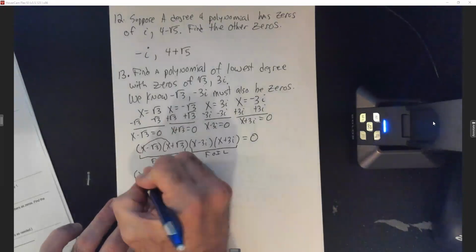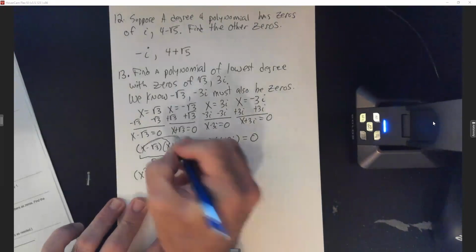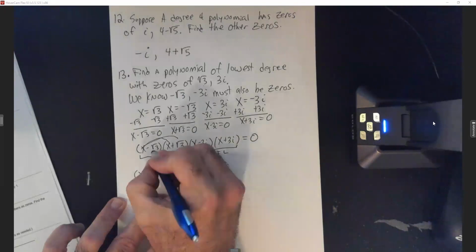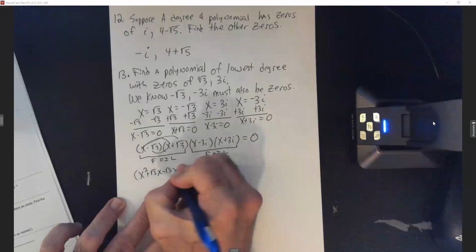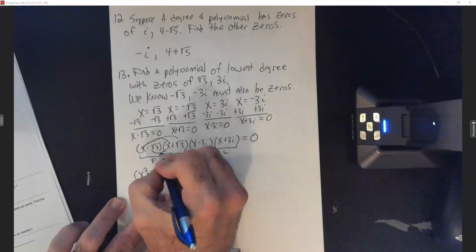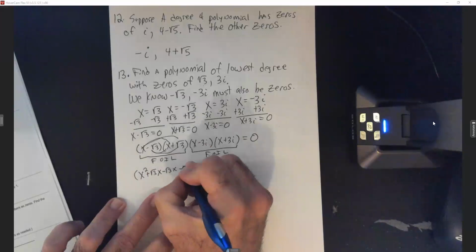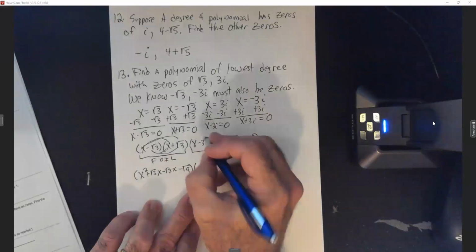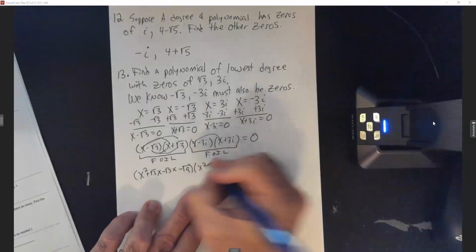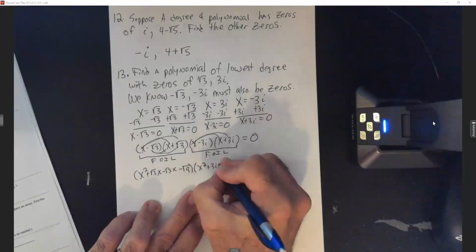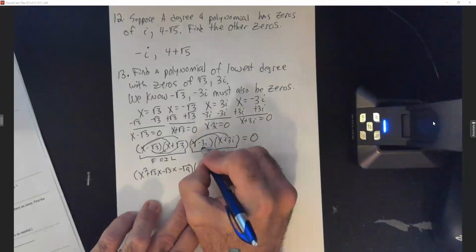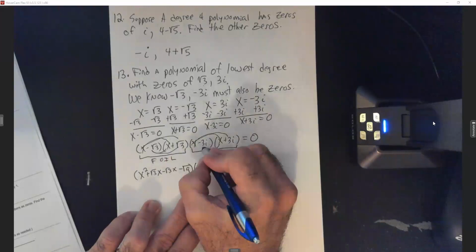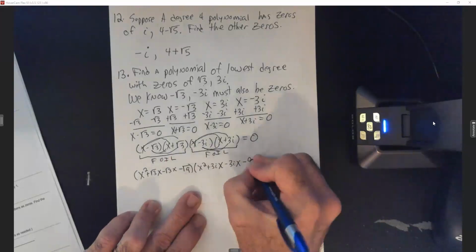X times x is x squared. X times square root of 3 is a square root of 3x. Negative square root of 3 times x is a negative square root of 3x. And then negative square root of 3 times a positive square root of 3 is a negative square root of 9. All right, then I'm going to FOIL the second one. X times x is x squared. X times 3i is a 3ix. Negative 3i times x is a negative 3ix. And then negative 3i times positive 3i is a negative 9i squared.